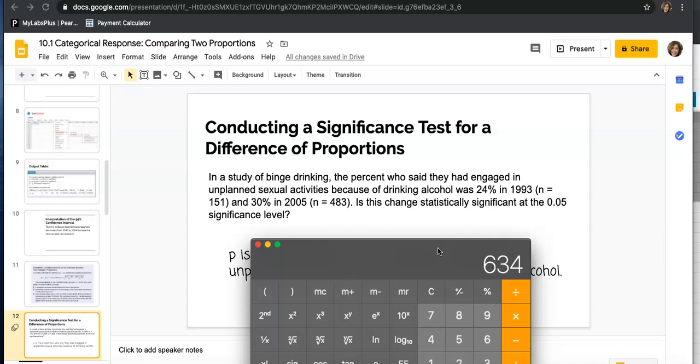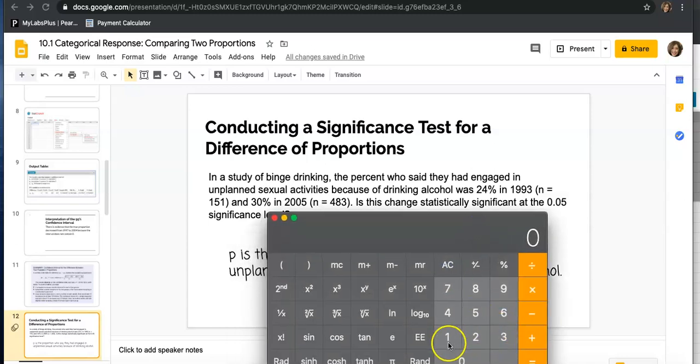For that number, I need to figure out what 24% of 151 is. So do 151 times 0.24. So about 36 people were engaging in unplanned sexual activity because they were drinking back in 1993. And how many people were doing that in 2005? I can do 483 times 30%. Let's just round that to 145 people who engaged in such activities.